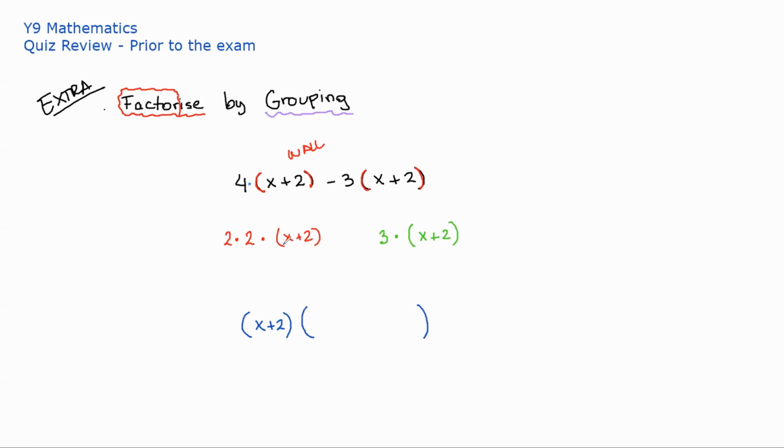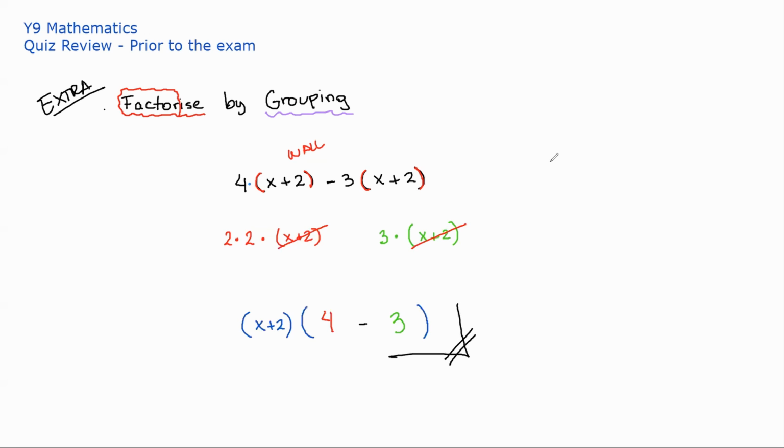So if I remove it on the left side, what do I have left? 2 times 2, which is 4. If I remove it on the right side, what do I have left? That number 3, so I put a number 3 there. And then I have a negative between them, so I put a negative here. And that's how I factorize by grouping.